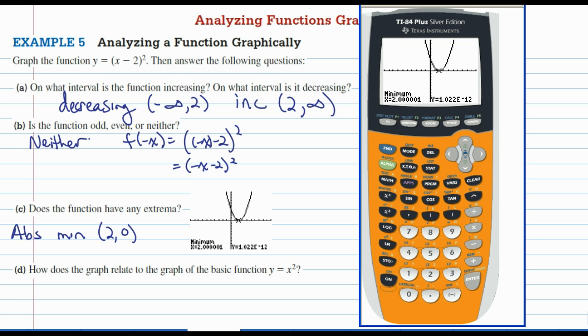Part D, how does the graph relate to the graph of the basic function y equals x squared? I'm going to go back to my calculator, and in y2, I'm going to put in x squared and see exactly how they relate. So this is the graph of x squared, and I can tell because if I hit trace, this is y1, the function that I'm on right now, (x minus 2) squared. The other one, if I hit up, is y2, x squared. It looks like the original function was right on the origin, and the graph we're dealing with here in example 5 was shifted over to the right 2.